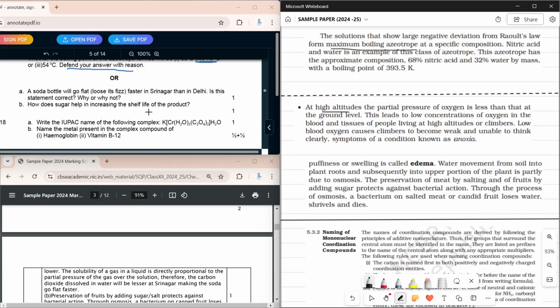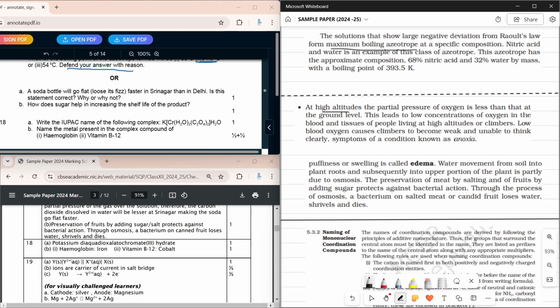How does sugar help in increasing the shelf life of the product? Now this is related to the concept of osmosis. So this has been given in your textbook under the concept of osmosis. The preservation of meat by salting and of fruits by adding sugar protects against bacterial action. This is through the process of osmosis, and the bacterium on the salted meat or candied fruit loses water, shrivels and dies. And that's exactly word for word what has been written in the solutions or the marking scheme given on the CBSE website.